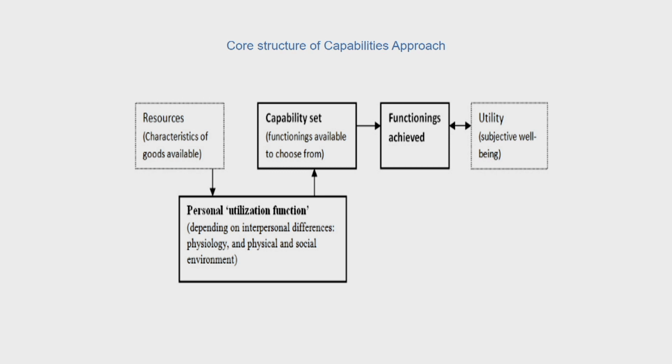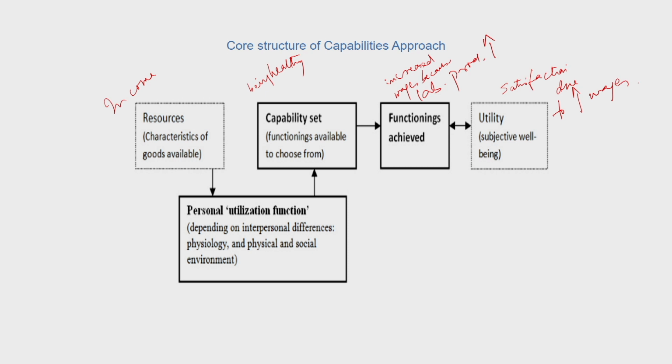So, you have resources, which are the characteristics of the goods available. Resources would mean the resources available at hand to an individual; let us say income is one resource here. The capability set is the functionings available to choose from, which means that, let us say, being healthy adds to the capability set of an individual, and these are the functionings achieved. Because one is healthy, one may be better able to choose work. Let us say one has increased wages because labor productivity increased due to being healthy, and that of course leads to some utility, and the utility here is the satisfaction that this individual received due to high wages.